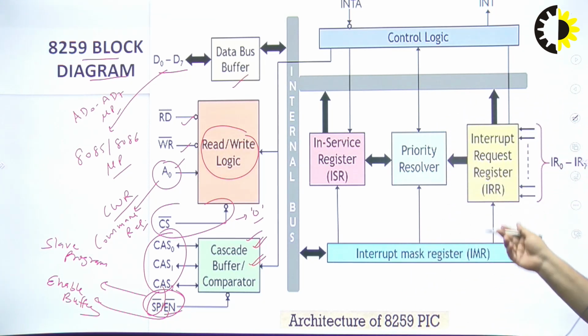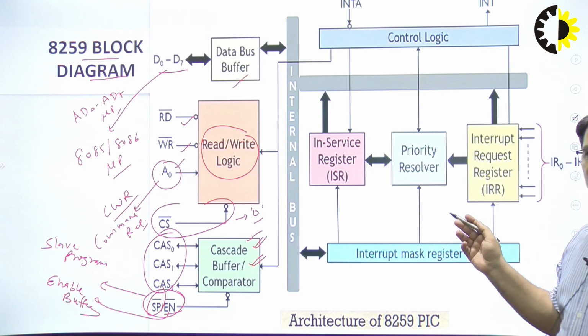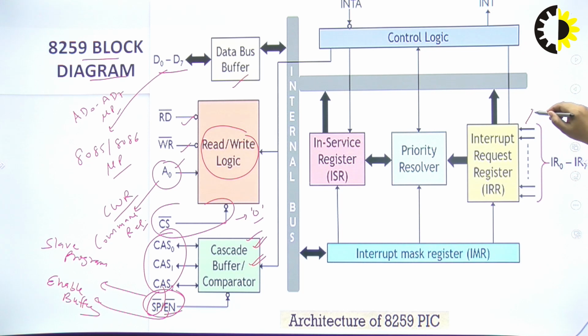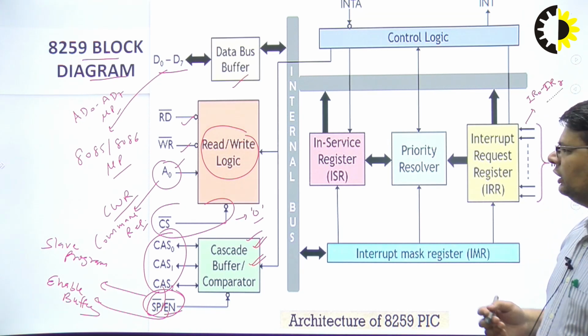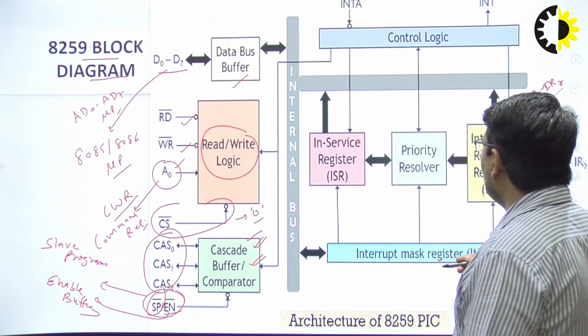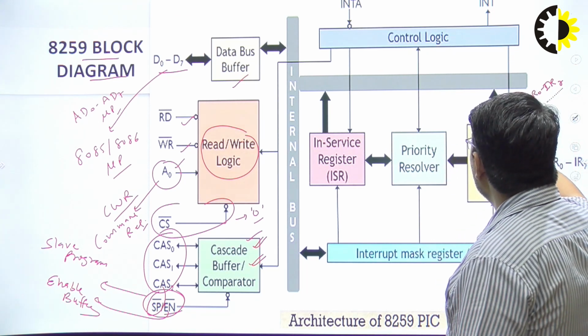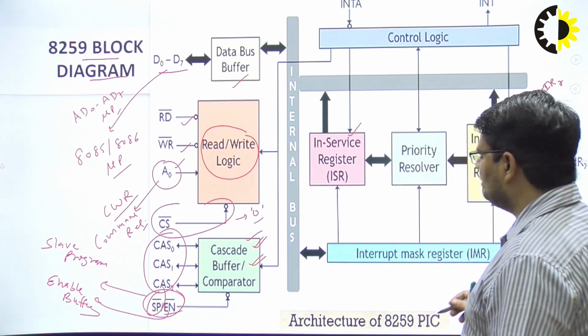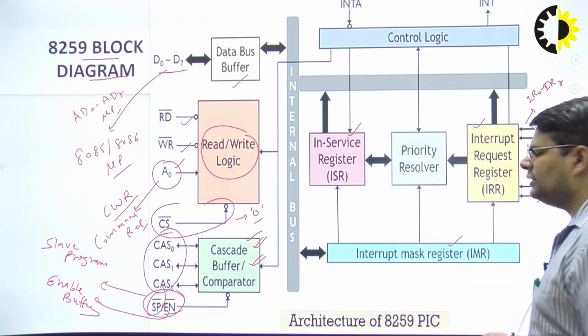Now inside this architecture, related to interrupt requests, these are the multiple interrupt requests IR0 to IR7 which are received from the attached devices. In the 8259 there are three important registers: the IRR register, the in-service register and the interrupt mask register.